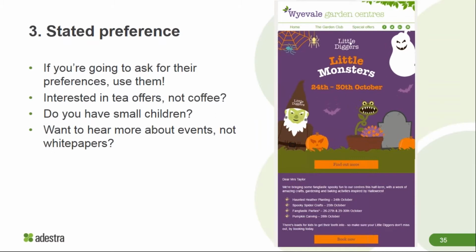And other ideas you could have, if your customers are interested in tea offers but not coffee, or if your customers have children, or if they would like to hear more about events and not white papers, and they've told you that, then by all means make sure that you segment based on the preferences that they indicated.